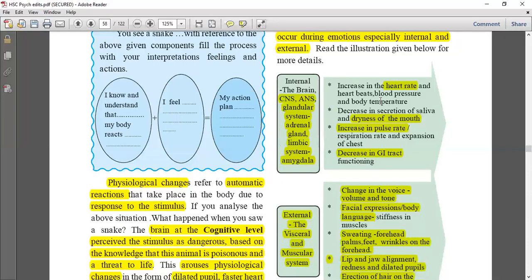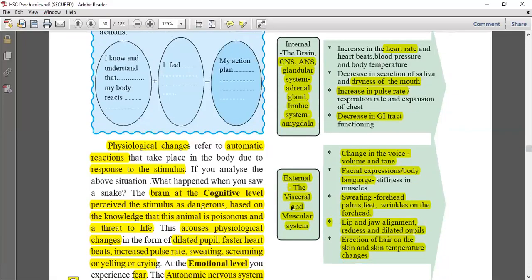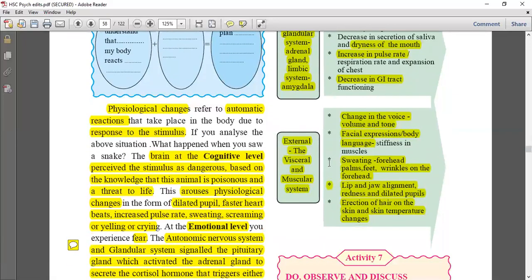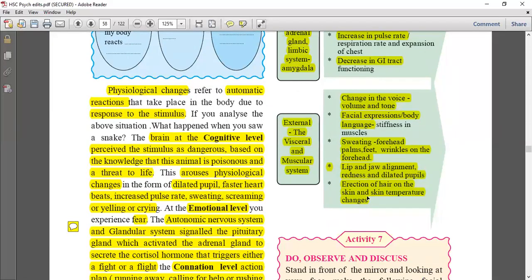It leads to physiological responses. So your mouth is dry, or you'll see that you're perspiring, your heart rate is going up, and there's a decrease in GI tract functioning. External will be basically your visceral and muscular system, which means your voice, volume and tone will change. Your facial expression changes. You will start sweating on the forehead, palms, feet, and wrinkles appear on the forehead. All of these things start changing. Basically erection of hair, they could have just said goosebumps, but that's what happens. And your skin temperature also changes.